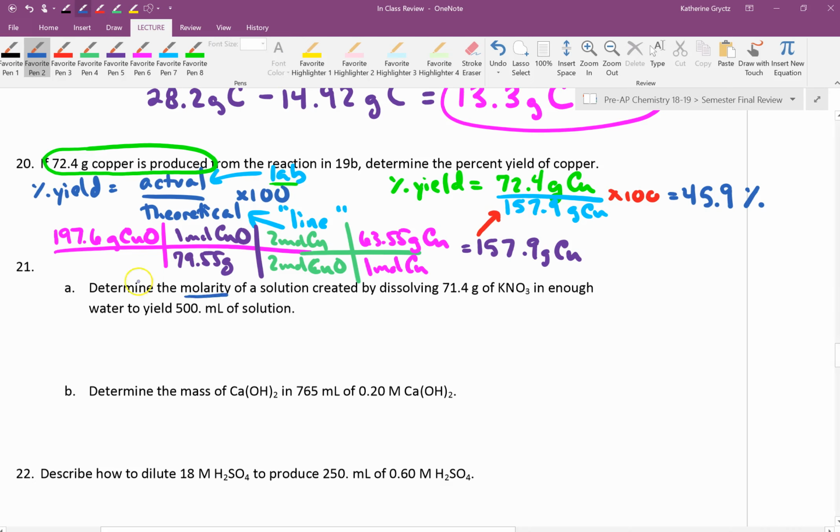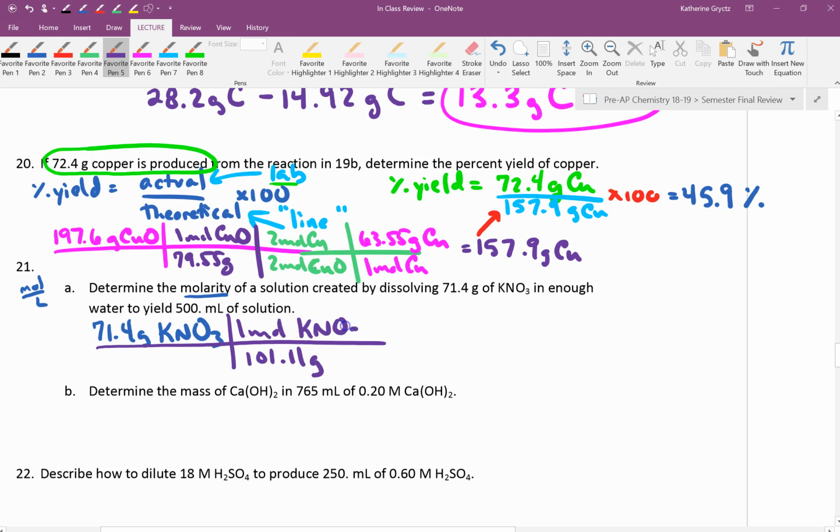So molarity, you have to remember, is moles divided by liters. And so we've got 71.4 grams of KNO3. Okay, so we have to get that guy to moles. So we're going to look up the molar mass, calculate it. And we've got 101.11 grams, 1 mole of KNO3. Okay, and you don't want to cancel out moles because molarity has moles on top. The only thing you need to do is put liters on bottom.